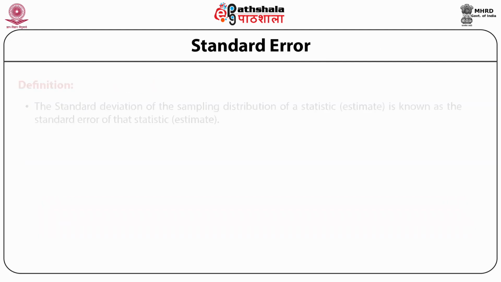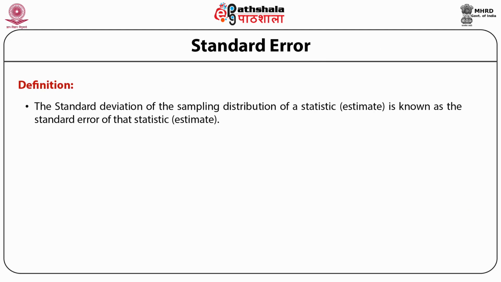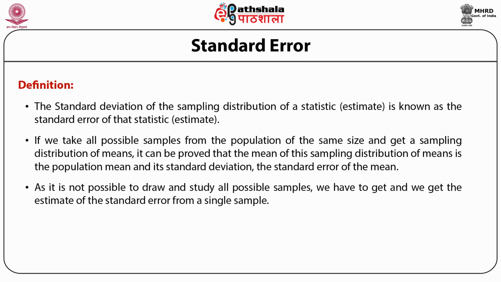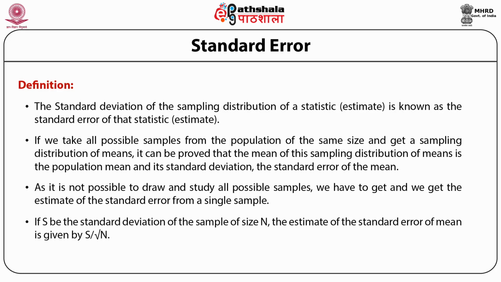The standard error. Now, the standard deviation of a sampling distribution of a statistic estimate is known as the standard error of that statistic or that estimate. If we take all possible samples of the same size from the population and get a sampling distribution of the mean, it can be proved that the mean of this sampling distribution of means is the population mean, and its standard deviation is the standard error of the mean. As it is not possible to draw and study all possible samples, we have to get the estimate of the standard error from a single sample. If S is the standard deviation of the sample with size n, the estimate of the standard error of the mean is given by S upon under root n.